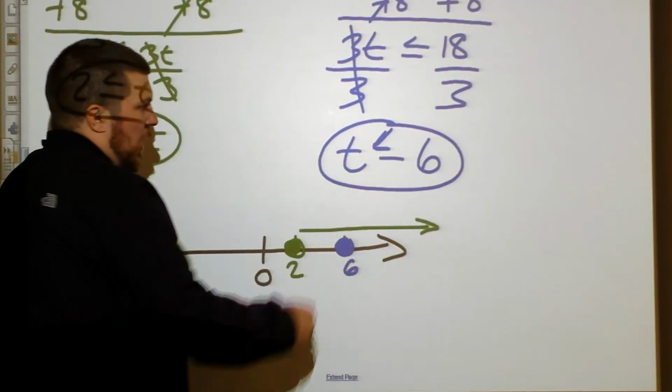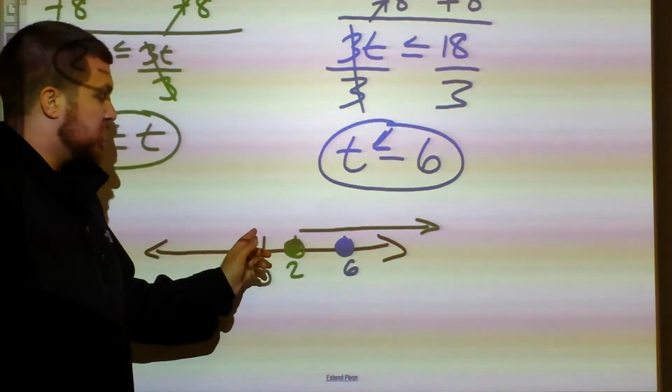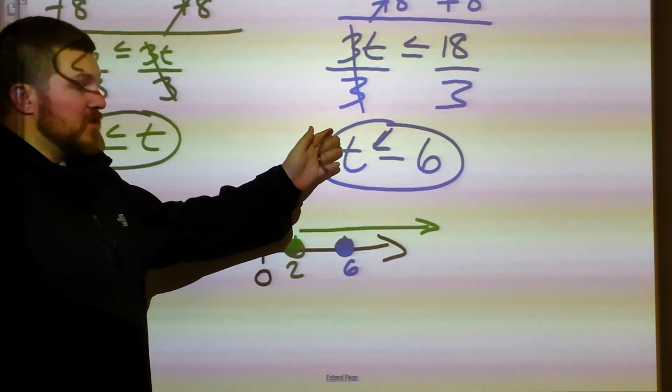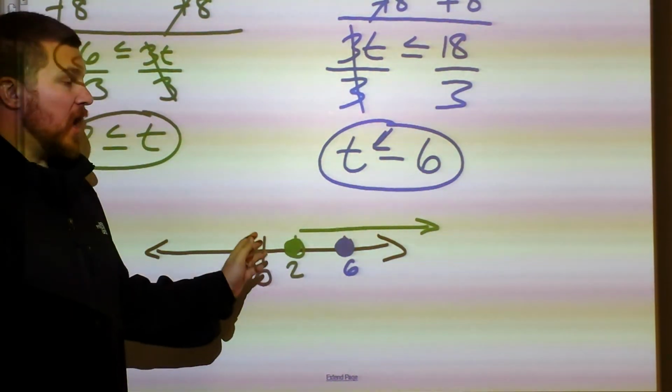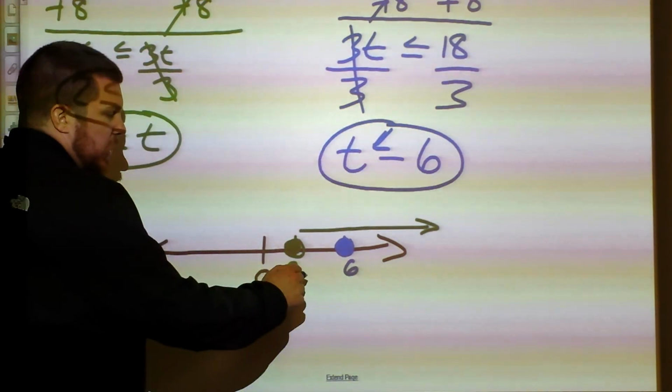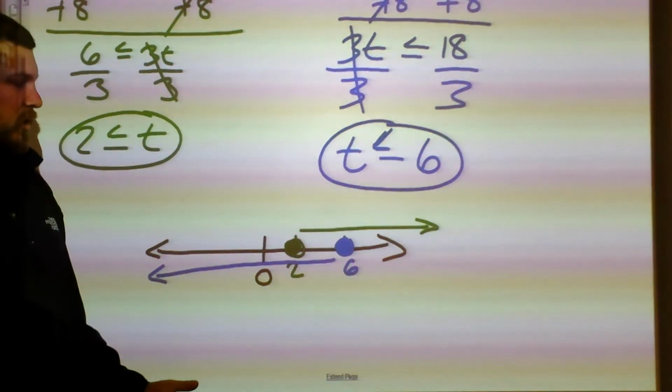Now, I want to look at the blue inequality. t is less than or equal to 6. Again, I use 0 as my test point. 0 is less than or equal to 6. 0 is to the left of 6, and it did work. So that means all the other numbers to the left of 6 will work. Okay, so I shade that way.